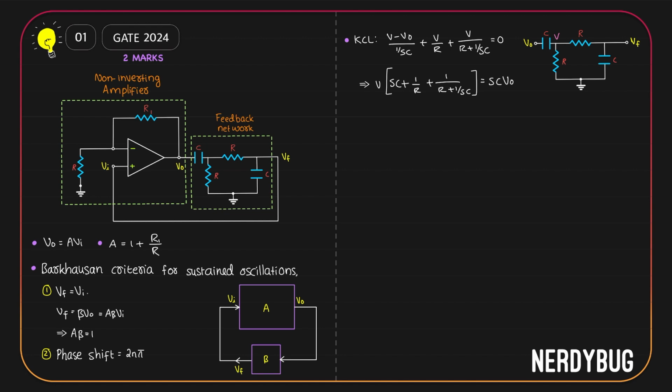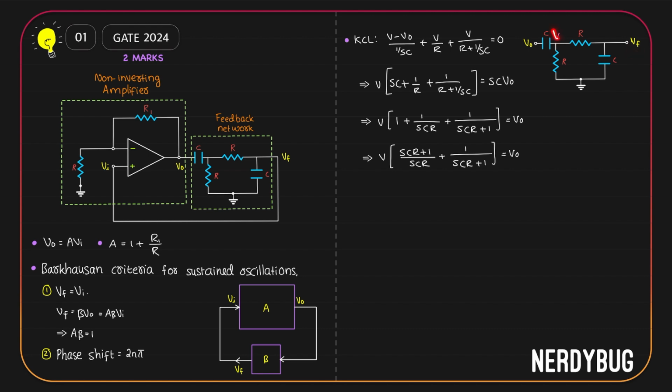Divide the entire equation with SC. That gives us V multiplied by 1 plus 1 by SCR plus 1 by SCR plus 1 is equal to VO. I'll add these two terms. I'll get SCR plus 1 divided by SCR. Let it be there. Let's take a look at VF.